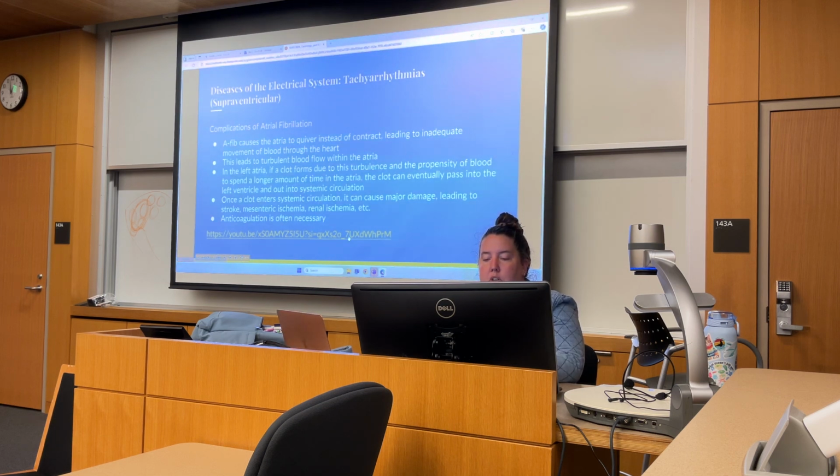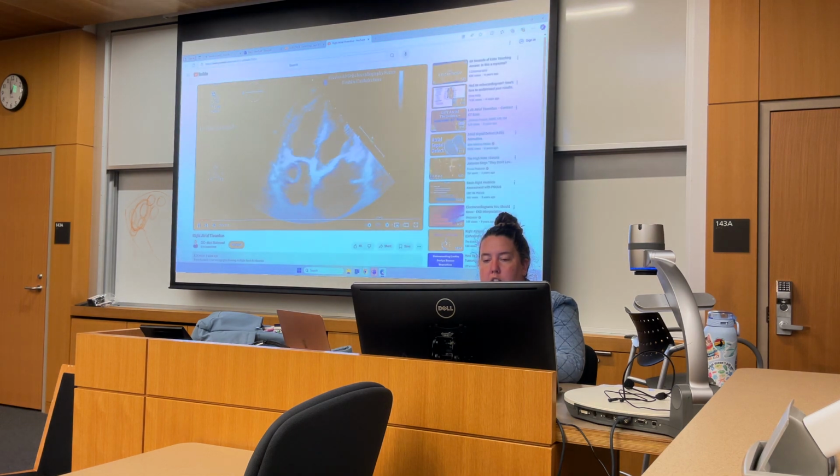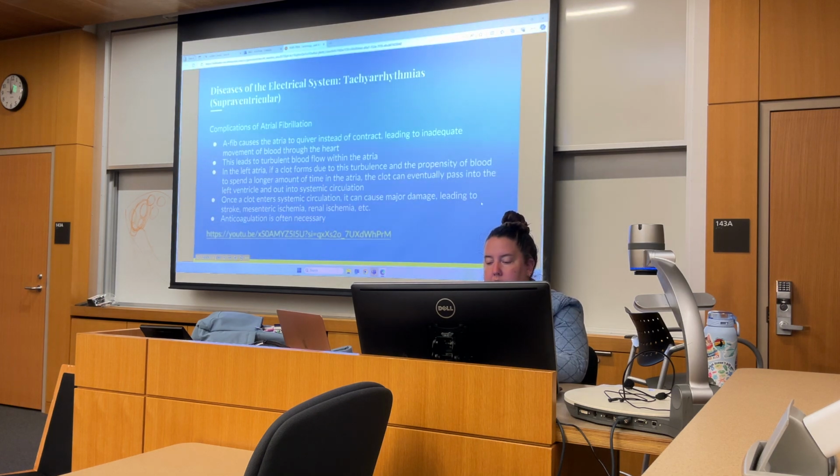This, I think, is a picture of a blood clot in the atria that is very scary. So you can see on echocardiogram, it looks like there might actually even be 2 blood clots in there, and you're just begging them to not pass into the ventricles. All right.